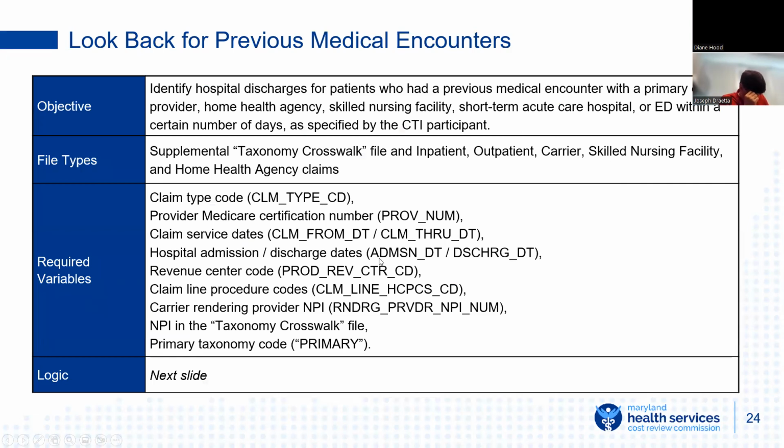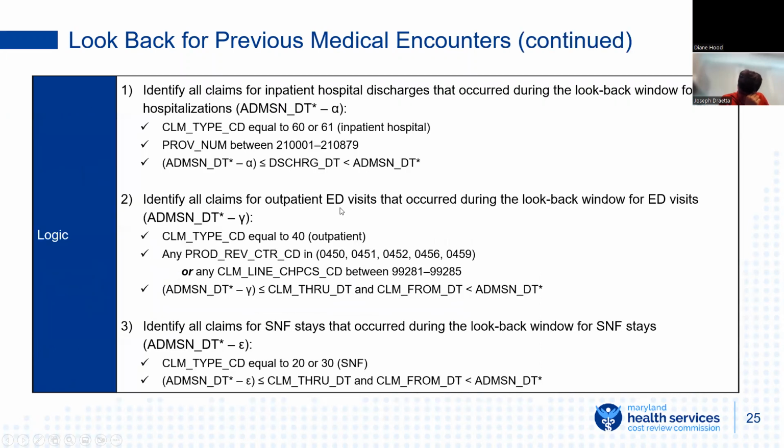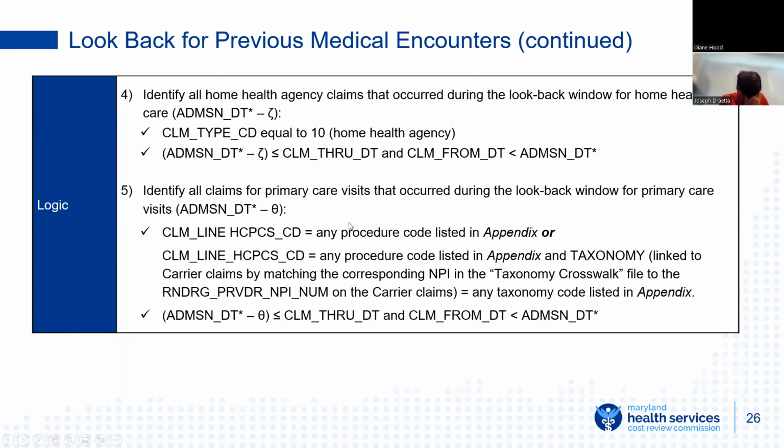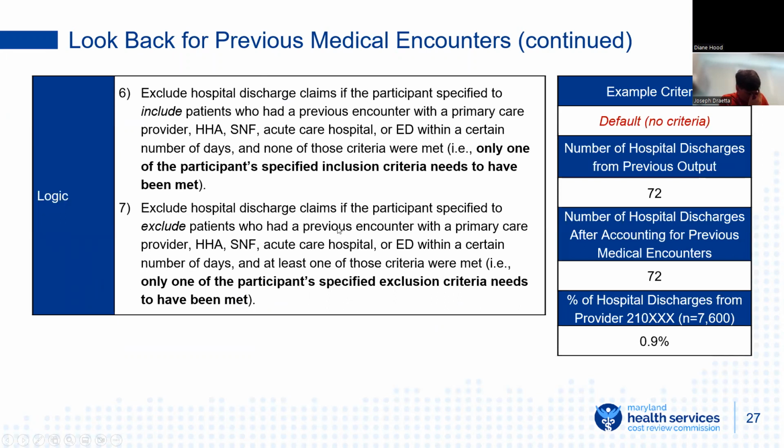There's no hierarchy here because, again, we're just looking for whether at least 1 of a certain type was had during a particular period. And again, we provide the logic here for identifying each one of those types of criteria and assessing whether it's in the episode window.